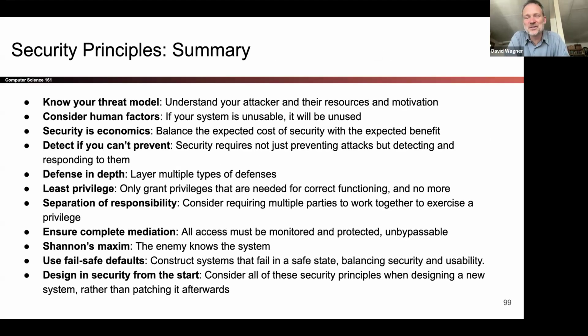Okay, so these are security principles. I think this is a good time. I want to take a 5-minute break and then we'll come back and start looking at memory safety. So, 5-minute break. And I'll stick around if anybody wants to chat or ask questions.